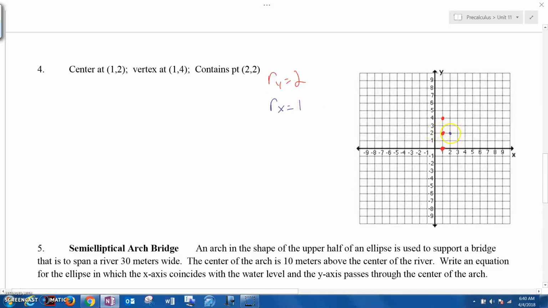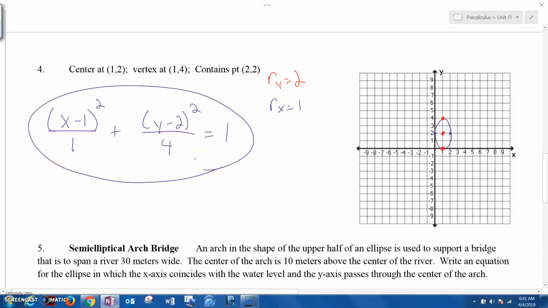Rx is 1. If it contains the point (2, 2), it has to have that. We don't even need to do anything with the foci because we don't need that for the equation. We need these two things. So now I can write my equation. In the x direction, I have a minus 1. In the y direction, I have a minus 2. Rx is 1, 1 squared is 1. Oh, by the way, I need an equal 1 over here. Ry is 2, 2 squared is 4. That's my equation, and that's my graph. And then you could find f, and then find where the foci are if you wanted to, but we're not going to do that for that one.